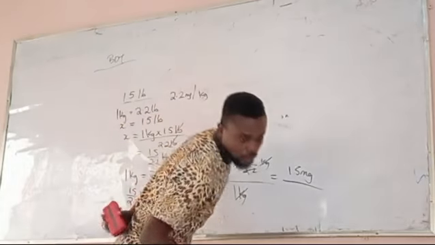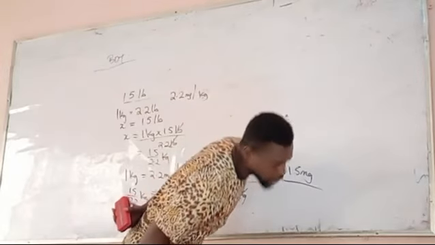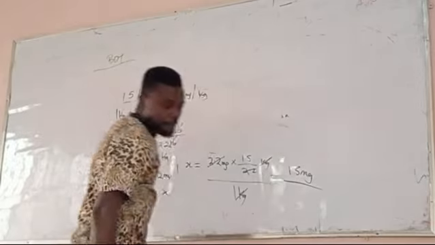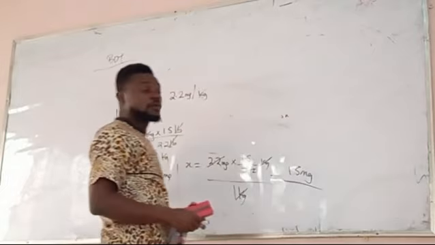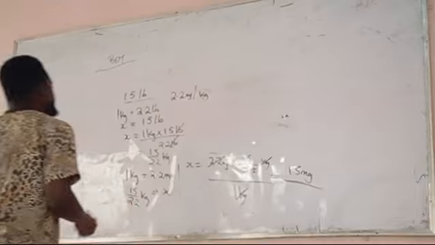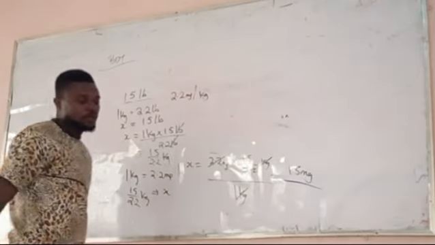15 milligrams, which is option what? Option D. So number 5 is B. Hope you are still marking. Alright, so let's look at the next question.